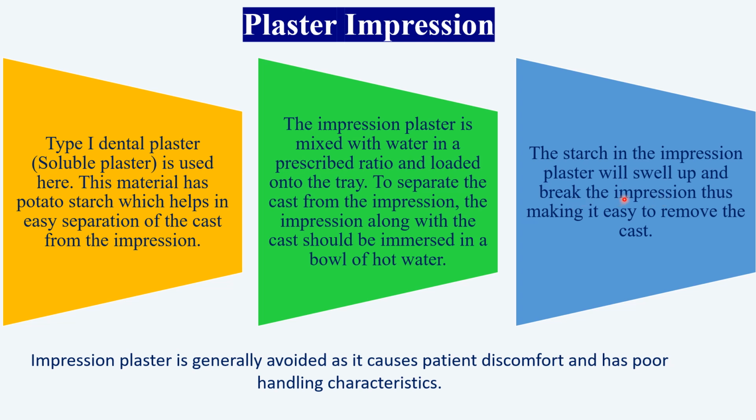Now the starch which is present in the impression plaster will swell up and break the impression, and thus it makes it easy for the removal from the cast. Now impression plaster is generally avoided as it causes patient discomfort and also has poor handling characteristics since it is a plaster. Then we have impression compound.